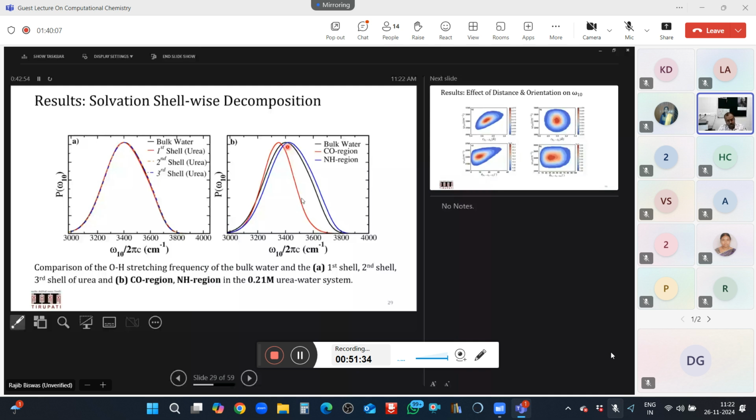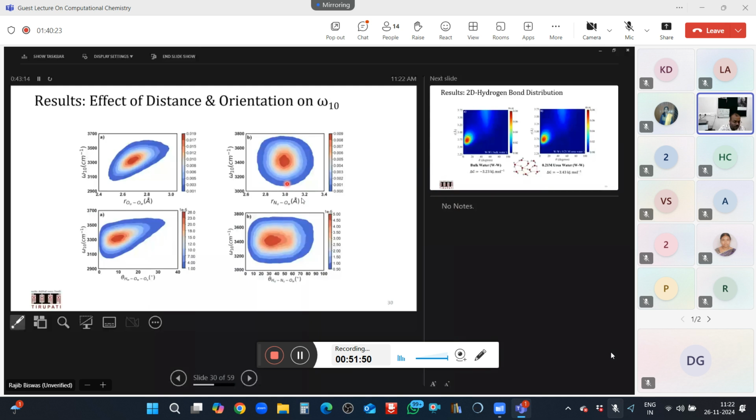Although the hydrogen bond strength was a little bit different, their population is very small. So as a whole, we are getting this kind of macroscopic response, which is not actually changing the hydrogen bond, I mean the local structure. We found a nice correlation with the angle and the distance between this urea oxygen and water oxygen. The frequency is nicely correlated, and the hydrogen of water, oxygen, and oxygen of urea are also nicely correlated. But in the case of nitrogen, there doesn't exist any strong correlation.